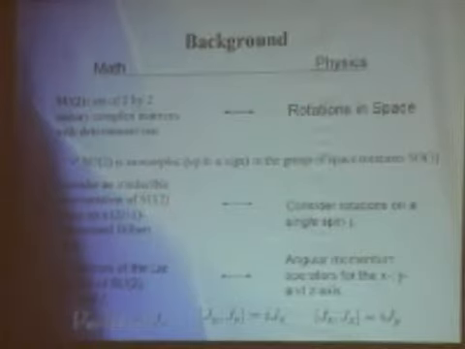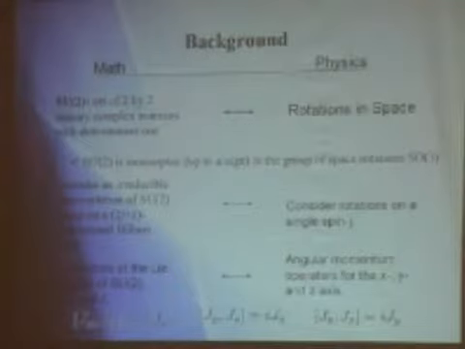I will also consider, as I said earlier, irreducible representations of SU(2) that act on a specific space of dimension 2j plus 1. In physics, restricting myself to irreducible representations means that I consider rotations of a spin j particle.